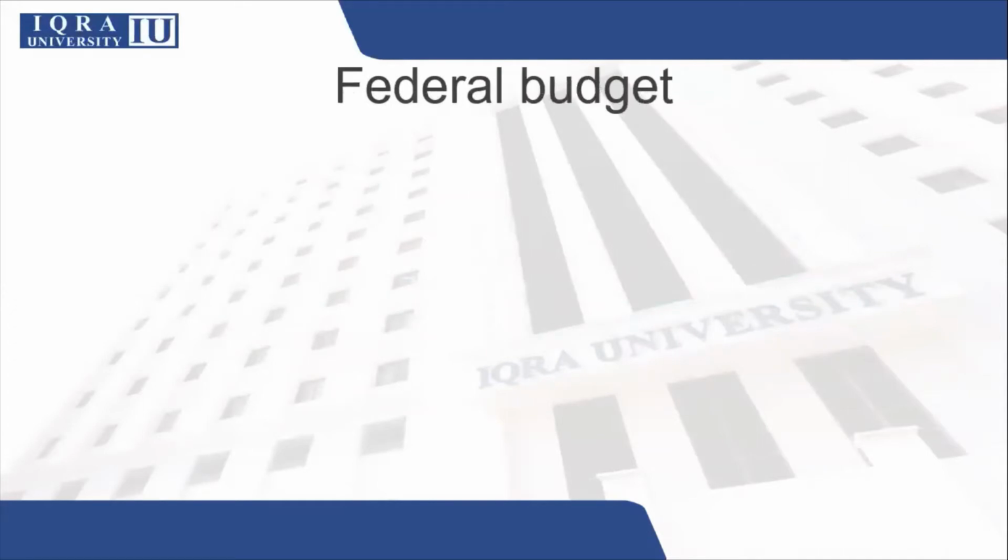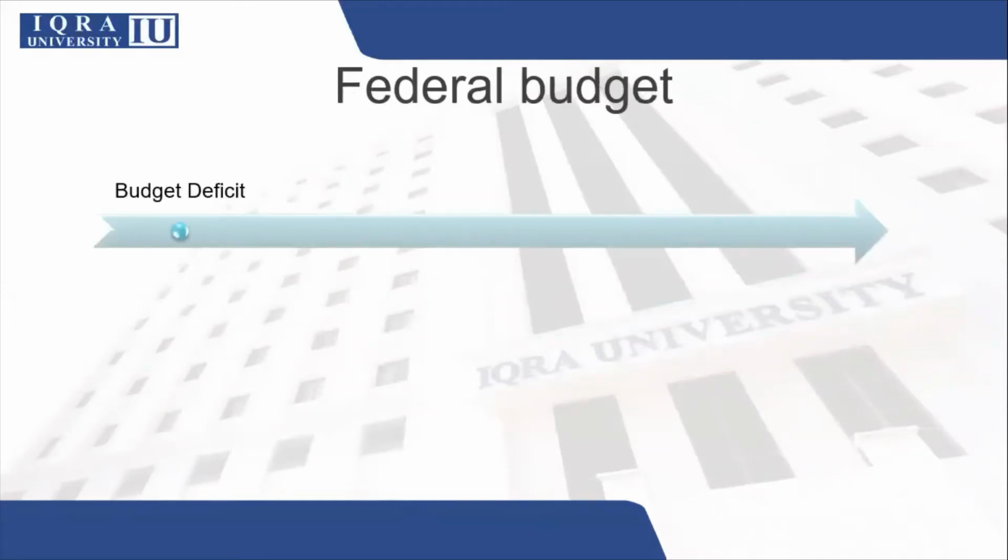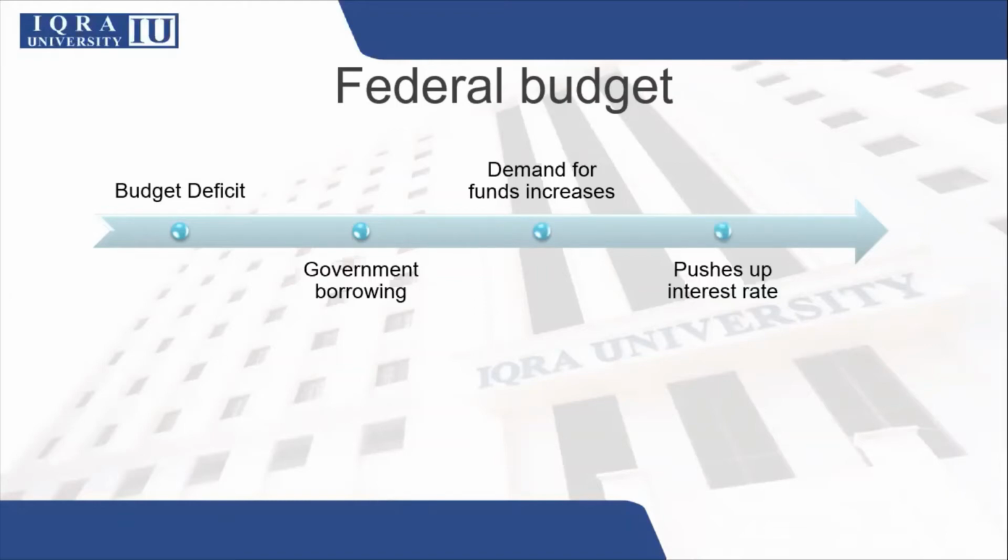Then there comes the federal budget. So if there is a budget deficit, which means that the government is spending more than they're collecting in taxes, then the government is going to borrow money. And the demand for funds is going to increase, because of which the interest rate is going to rise.